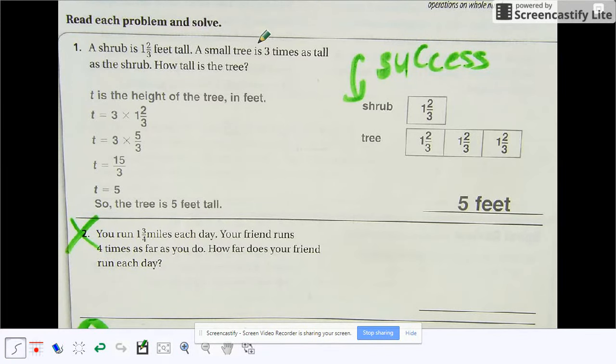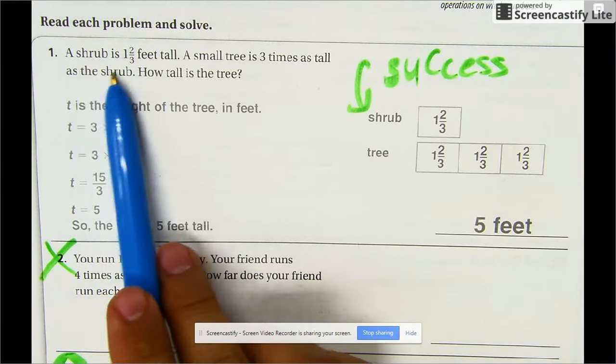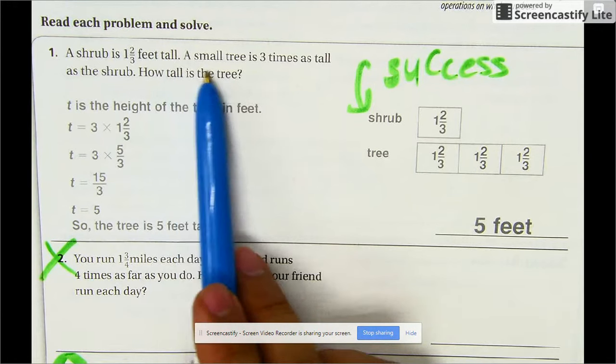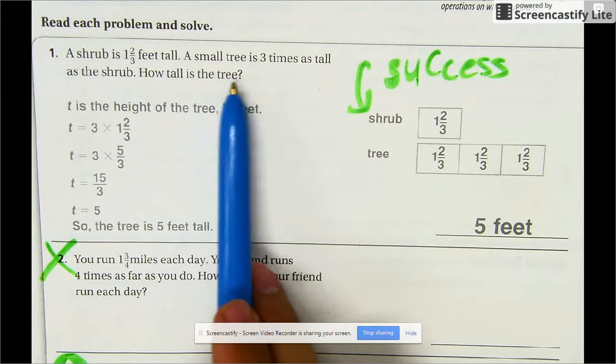Alright, in this video I'm going to help you guys with the homework. So let's start with the example problem. First we're going to read it. A shrub is 1 2/3 feet tall. A small tree is 3 times as tall as a shrub. How tall is the tree?